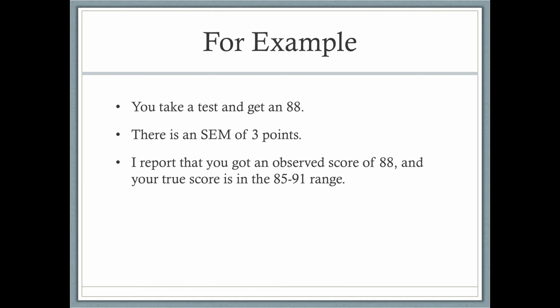So for example, you take a test, you got an 88. You feel like, I was having a bad day, I was kind of sleepy, my allergies were really flaring up. And there's a standard error of measure of 3 points. So what this means is that we tack on 3 points to both sides of the observed score. So you got an 88. What I wind up presenting is you got an observed score of 88, and your true score is most likely between an 85 and a 91. That range, in theory, is to compensate for the error that might be present.